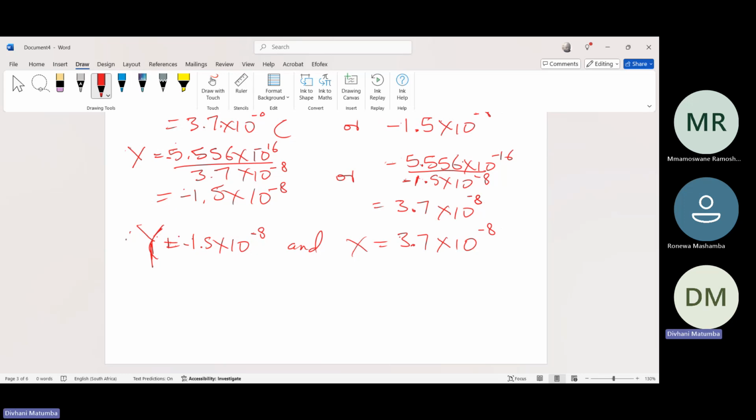So I just want to do a quick verification. It said the value of force is 9 times 10 to the power of 9 times, I just want to multiply the two charges and see, divided by 0.1.